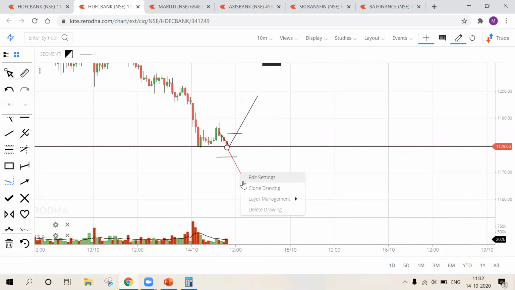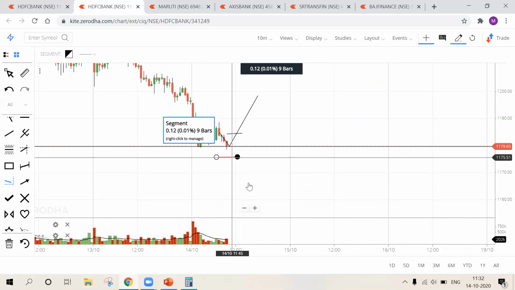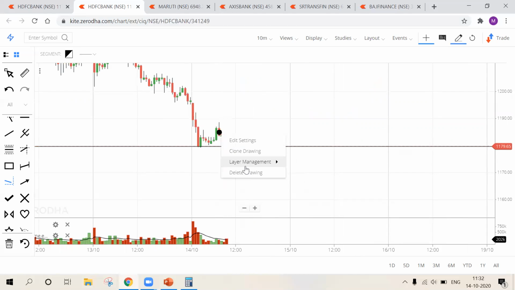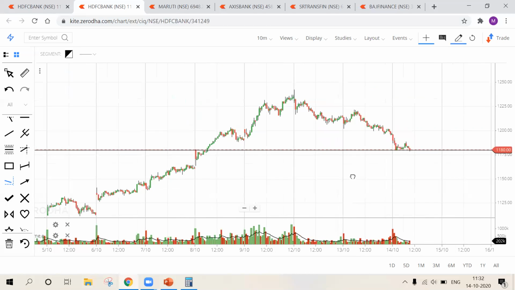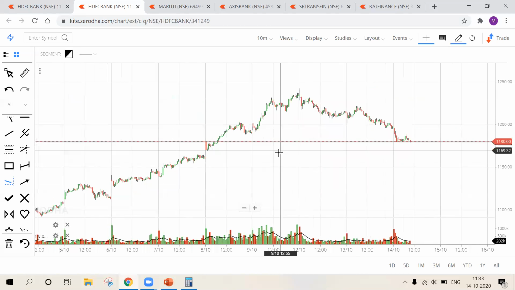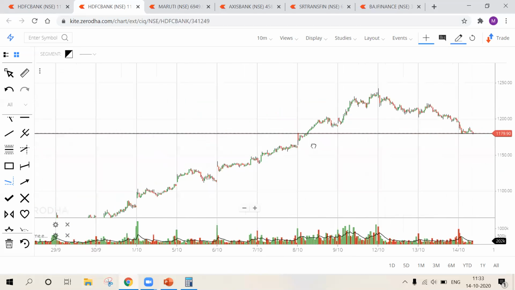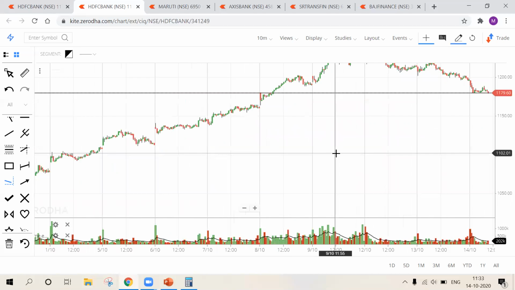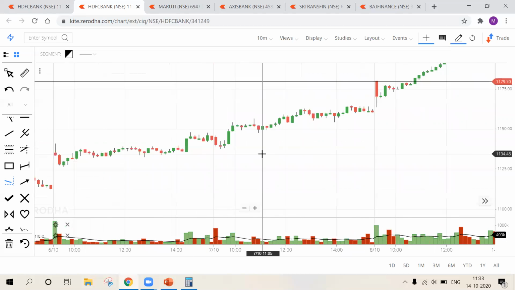Okay. Let's wait for some time and let's see. Before that, I'll be explaining some other scenario. Let's move back and let's see. Let's search for some moments. Then I'll be backtesting the price action strategy there.